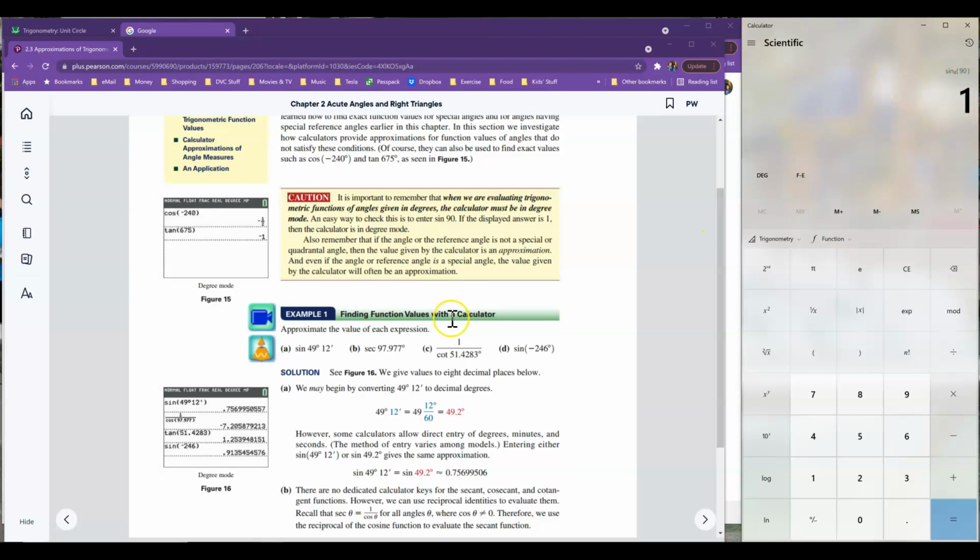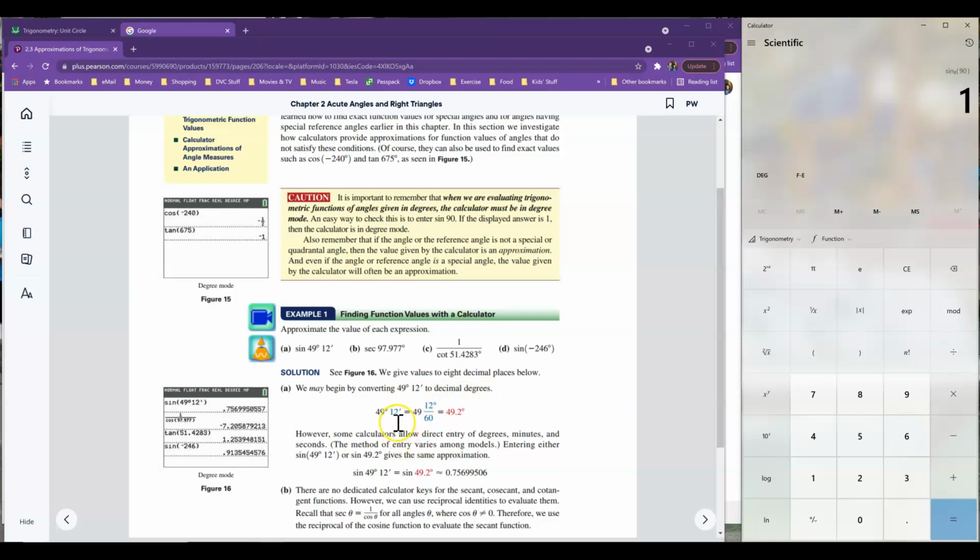All right, now let's look at this first problem. This is even a little trickier than just doing sine of 49 degrees, because they also have 12 minutes here. And this calculator will not do minutes. So we need to convert minutes into degrees as some sort of a decimal. They actually explain that and have a worked example here in the book, right at the beginning of 2.3. It says, we may begin by converting 49 degrees 12 minutes to decimal degrees.